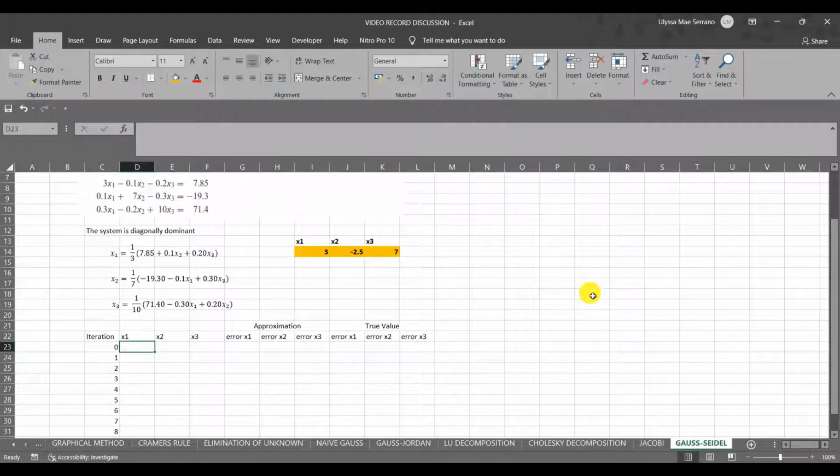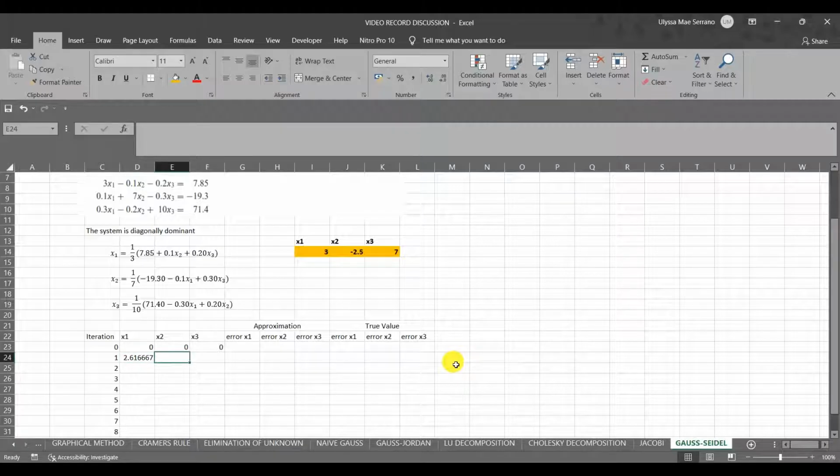Second step is also similar. So set the values for the initial as 0 and for the iteration. So for our x sub 1, we're going to use the equation. So they are the same. And 7.85 plus 0.1 multiplied by x sub 2. So x sub 2 is the value at the previous iteration, plus for the x sub 3 multiplied by the value of x sub 3. And they will have the value of x sub 1, 2.616666, so on and so forth.